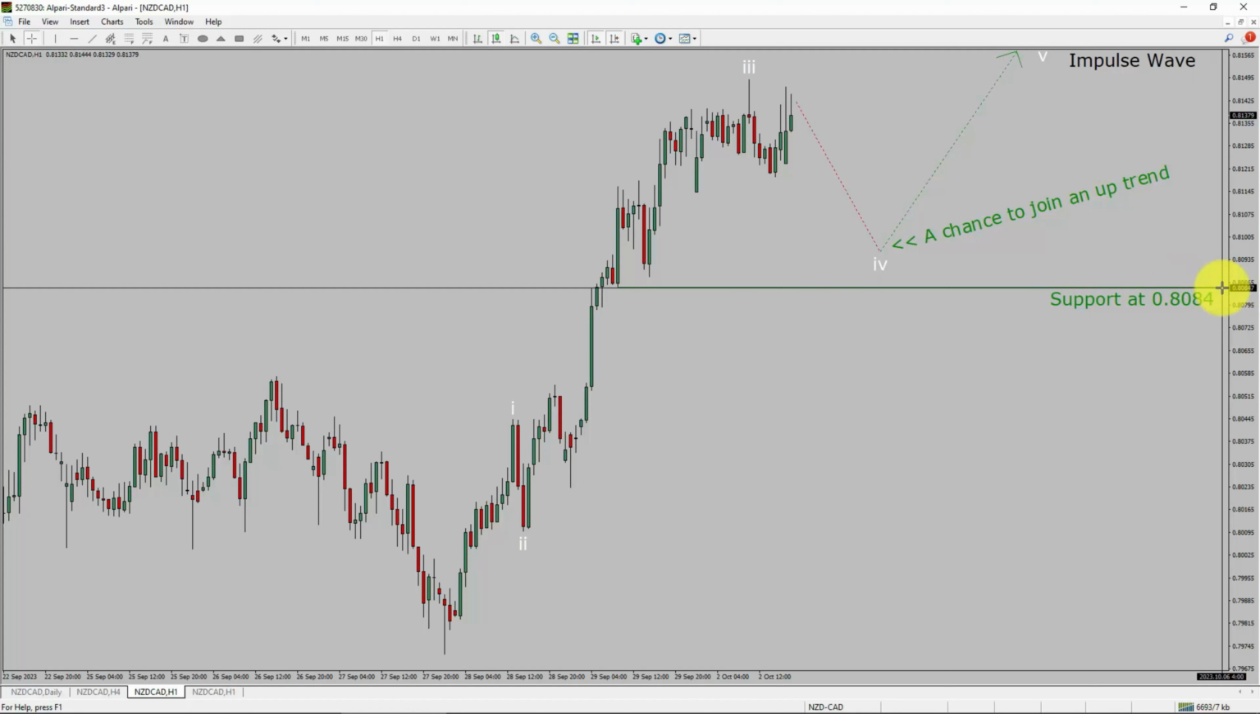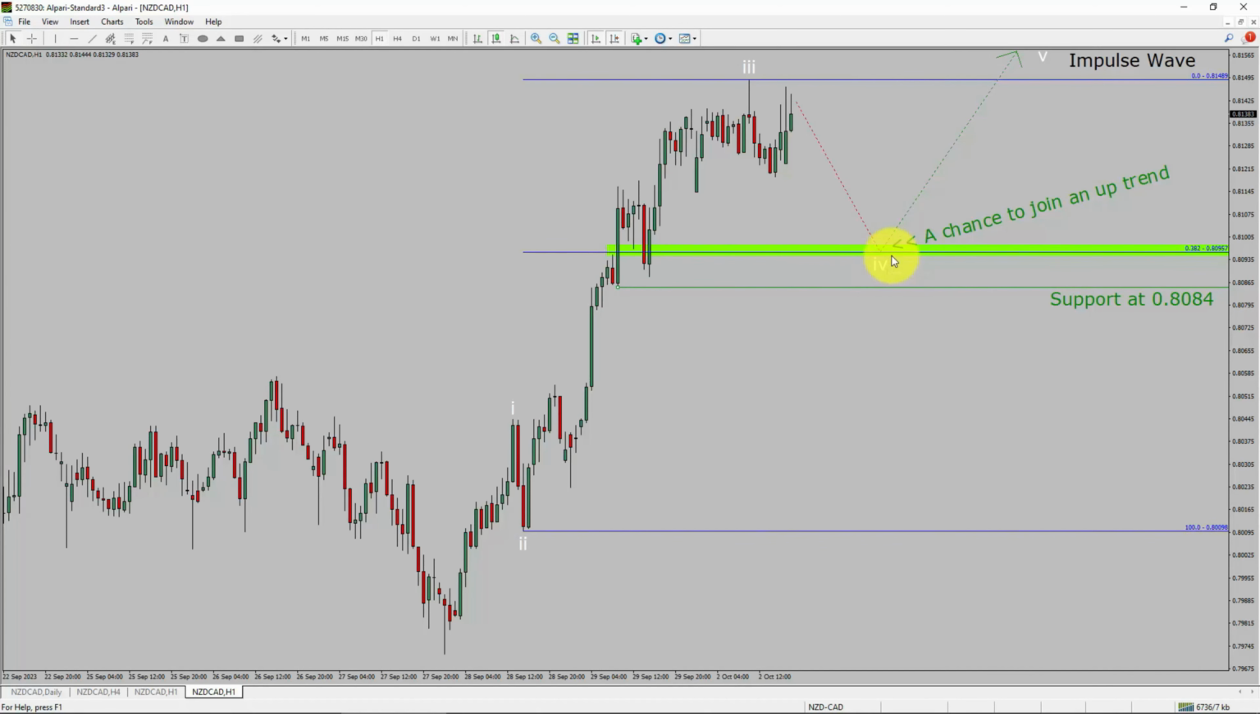Intraday support is present at 0.8084 price level. Price action is most likely going to drop to print bearish wave 4 pullback. After that, I expect bullish wave 5 impulse leg, which offers a chance to join an uptrend in NZD CAD pair. A decisive bearish break below 0.8084 support level is going to end up trend in 1-hour chart of New Zealand dollar versus Canadian dollar currency pair.